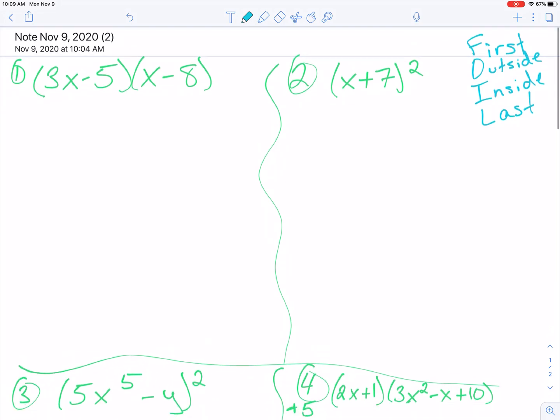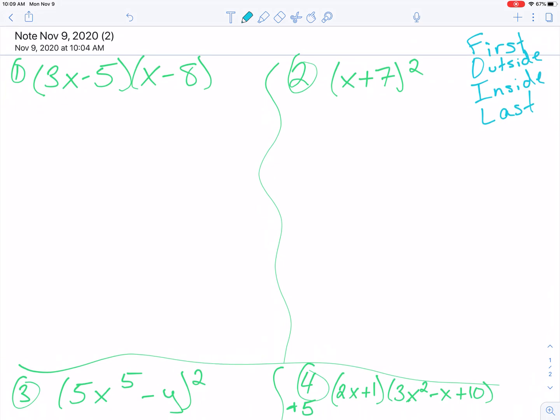But basically, what it's saying is you take the first 2 terms, the 3x times the x. Well, that's just distributing, because the next thing I'm going to do is take the 3x times the negative 8. So 3x times x is 3x squared. And then I'm going to have a 3x times negative 8, which is negative 24x. So that was the 2 outside terms. Then the inside ones, and then the last, just comes from taking the negative 5 and distributing. So negative 5x and 40.